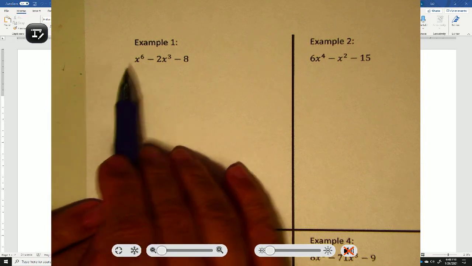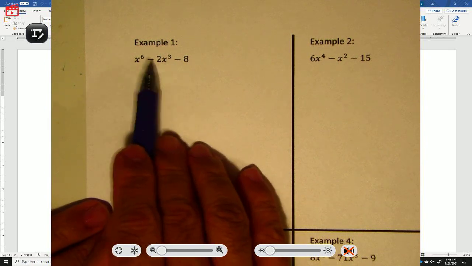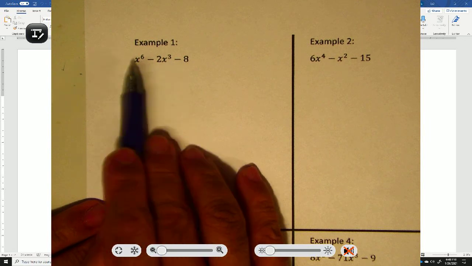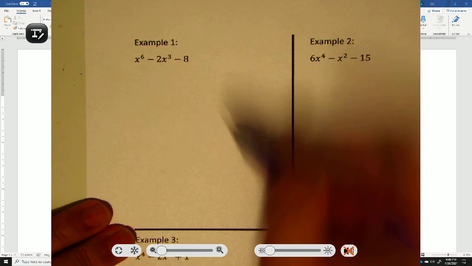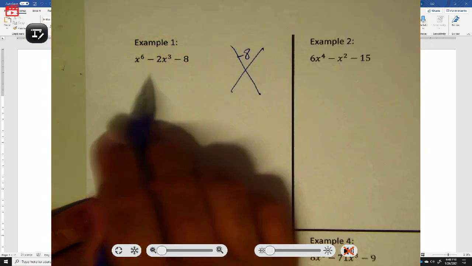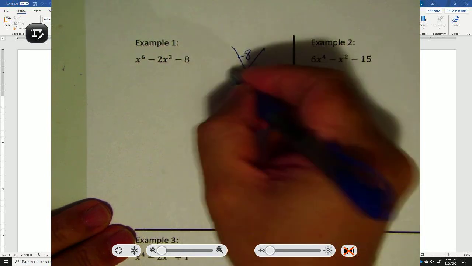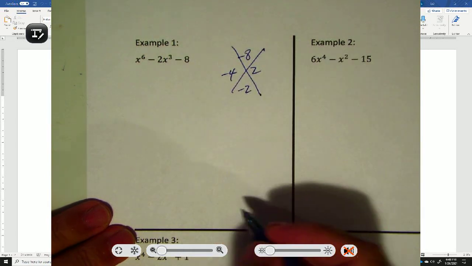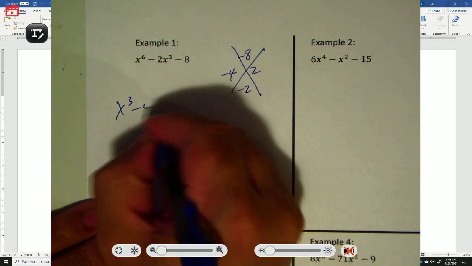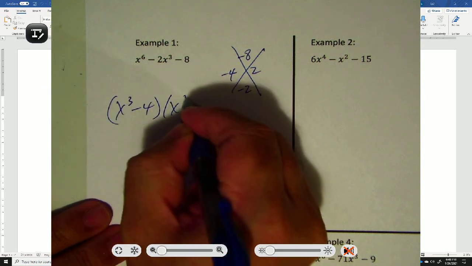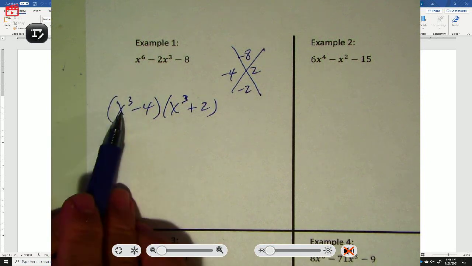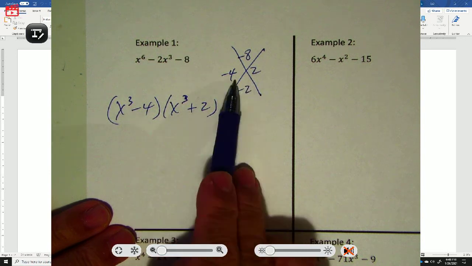Alright, so this is a typical quadratic form. The leading exponent is even, the middle exponent is half of that, right? 3 is half of 6. So I'm looking at the factors of -8 that combine to make -2. And that's going to be -4 and +2. So that's going to be x cubed minus 4, x cubed plus 2. I take half that exponent and just put in the -4 and +2.